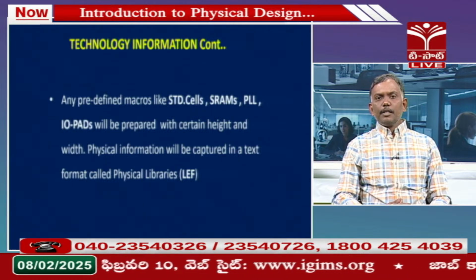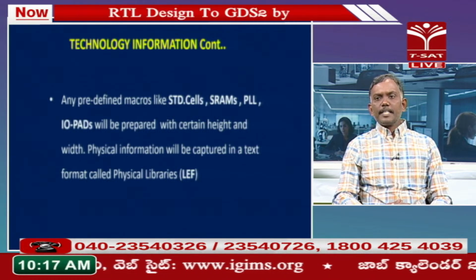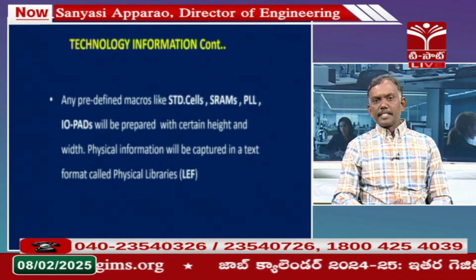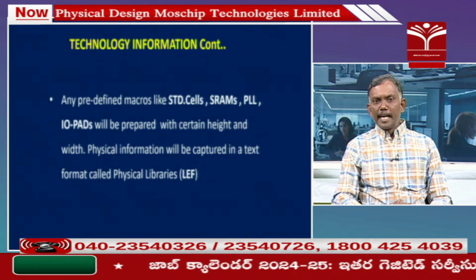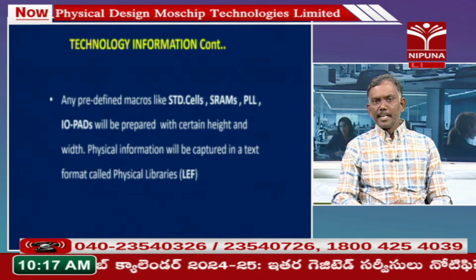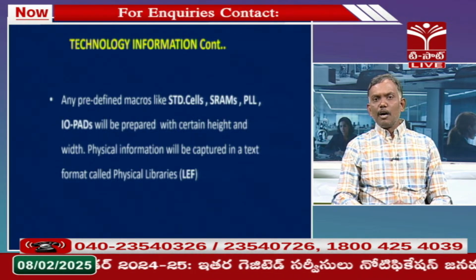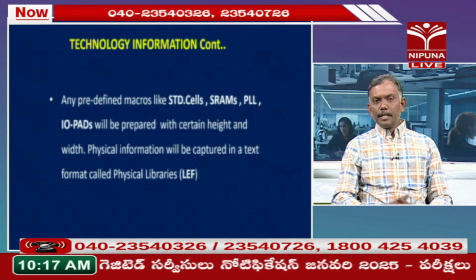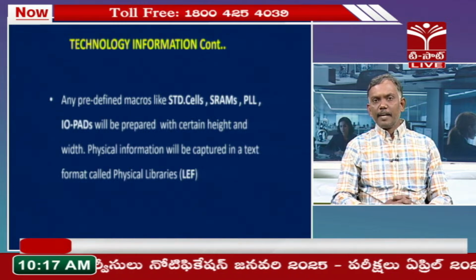Next one is the predefined cells, like standard cells. The analog team prepares these standard cells and SRAMs, PLL and IO pads, for a given width and height. They target all these cells for a given area by choosing different width and height values.